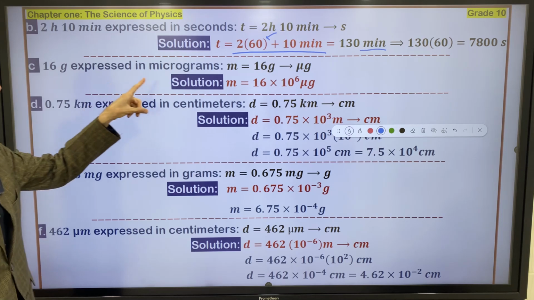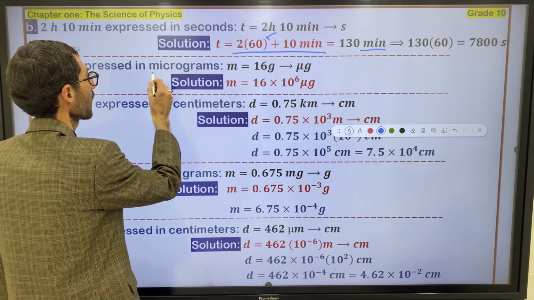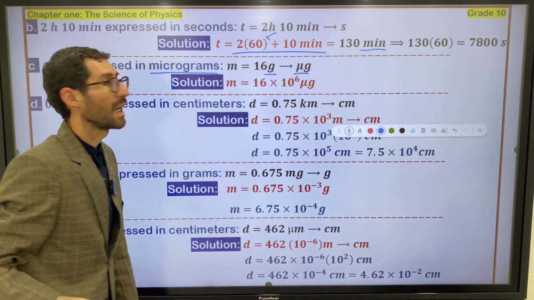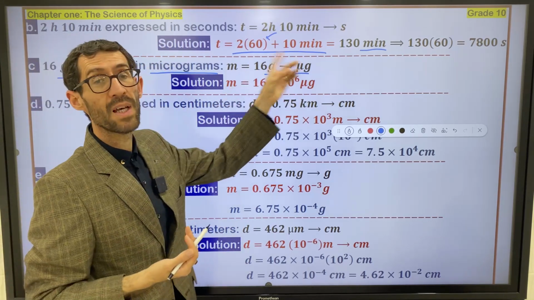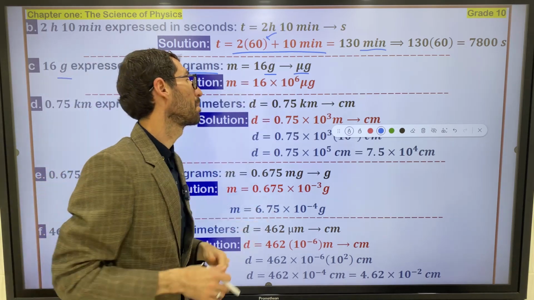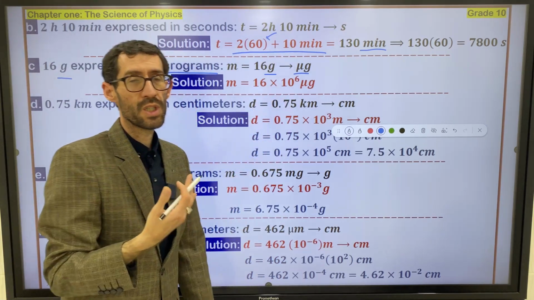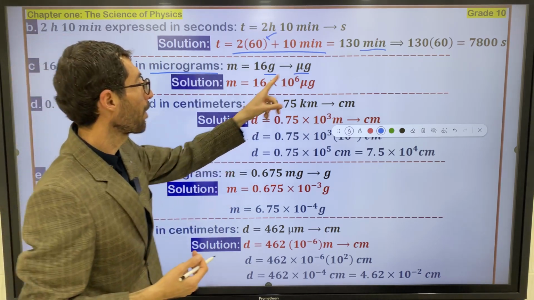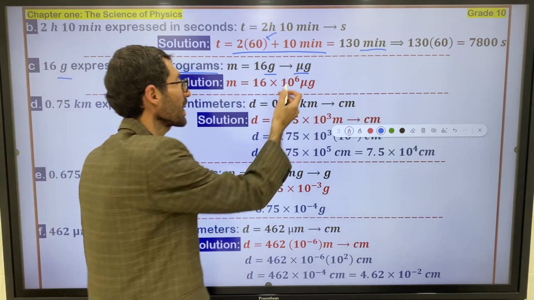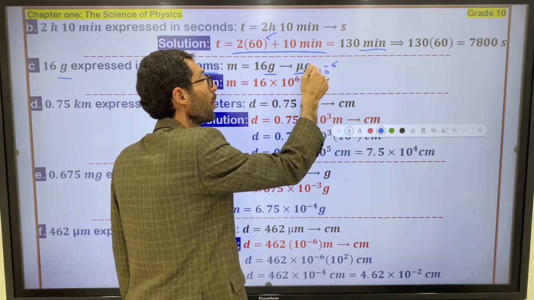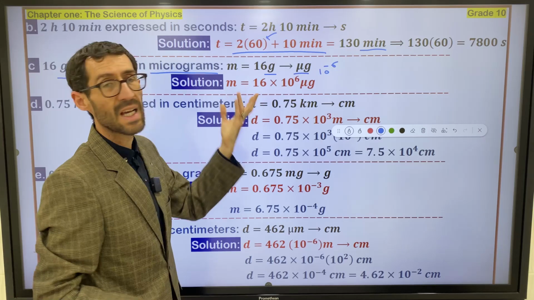C, 16 gram expressed in microgram. We want to convert gram into microgram. Is it from large to small or from small to large? Think about it. Actually, it's from large to small. Gram is much greater than micro. So where shall I take the power? From micro, but we have to remove the negative sign because micro means 10 to the power negative 6. Remove the negative sign. It will be 10 to the power 6, right? This is the answer, right?